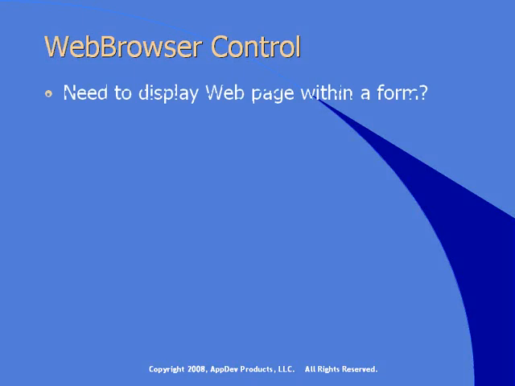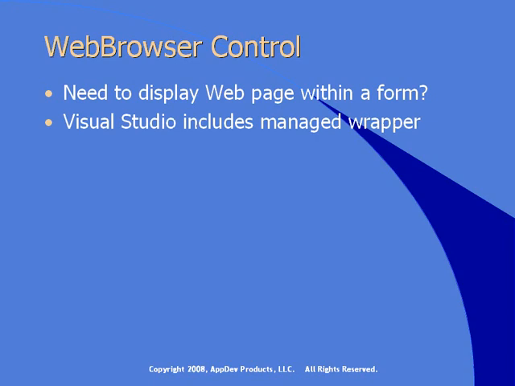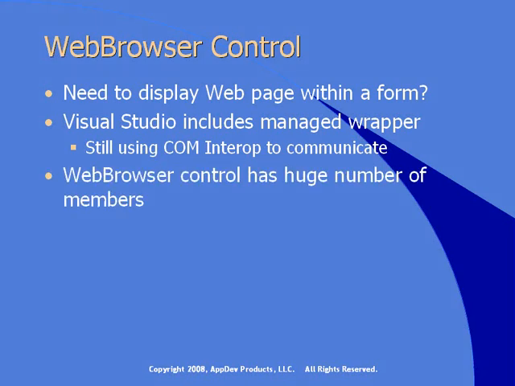Do you need to display a web page within a form? If so, you can use the web browser control. This is a managed wrapper that uses COM interop to communicate with Internet Explorer. The web browser control has a huge number of members, and it provides very rich functionality that makes it possible for you to create, well, your own web browser that feels much like any other web browser application.